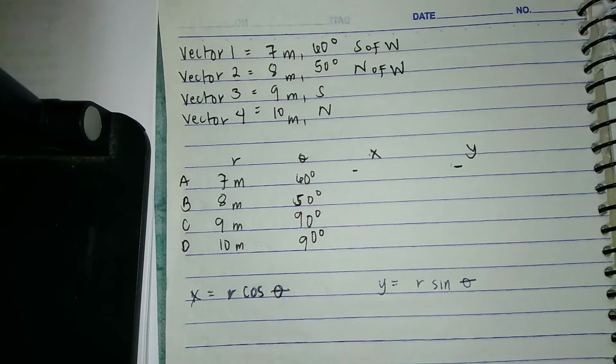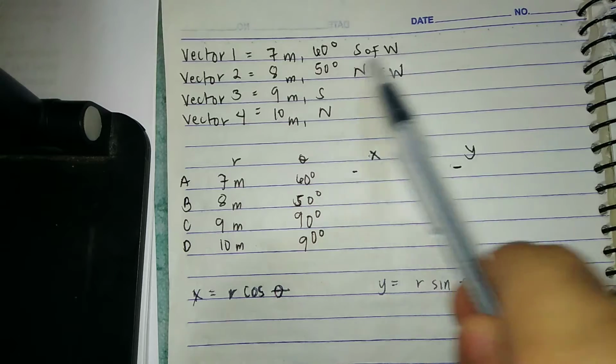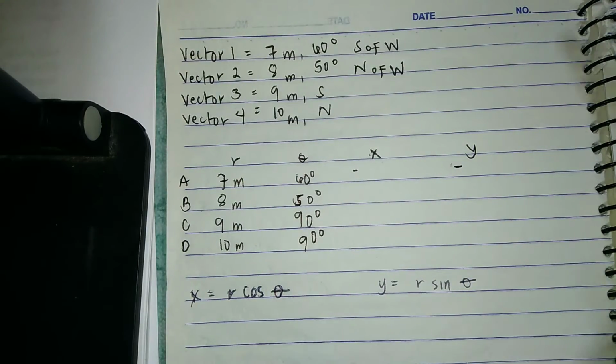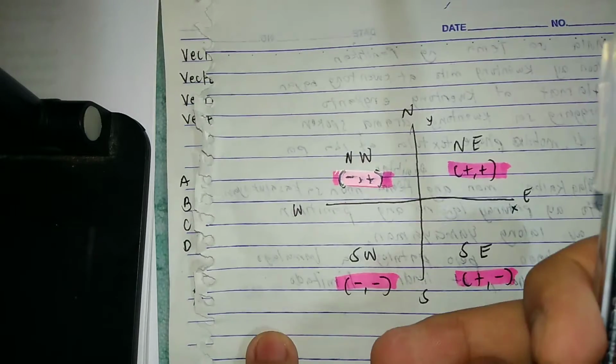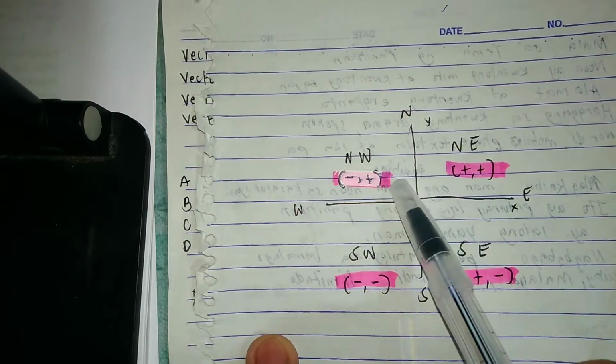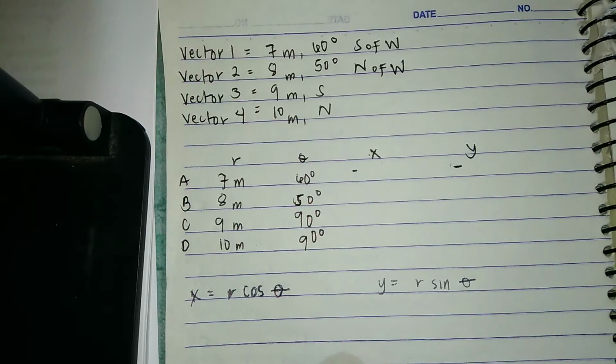For our vector number 2, the direction is north of west. Let's take a look again in our Cartesian plane. As you can see here, the sign of north of west is negative and positive. So our sign will be negative and positive.